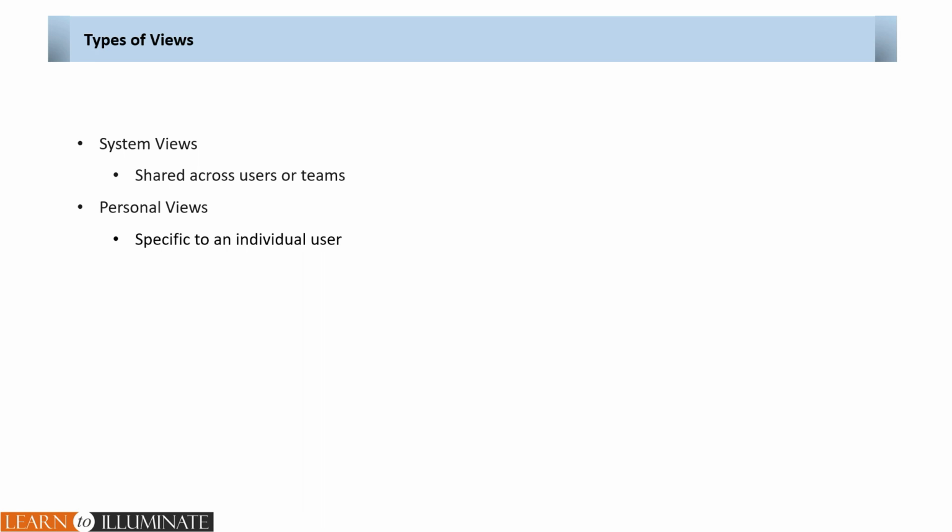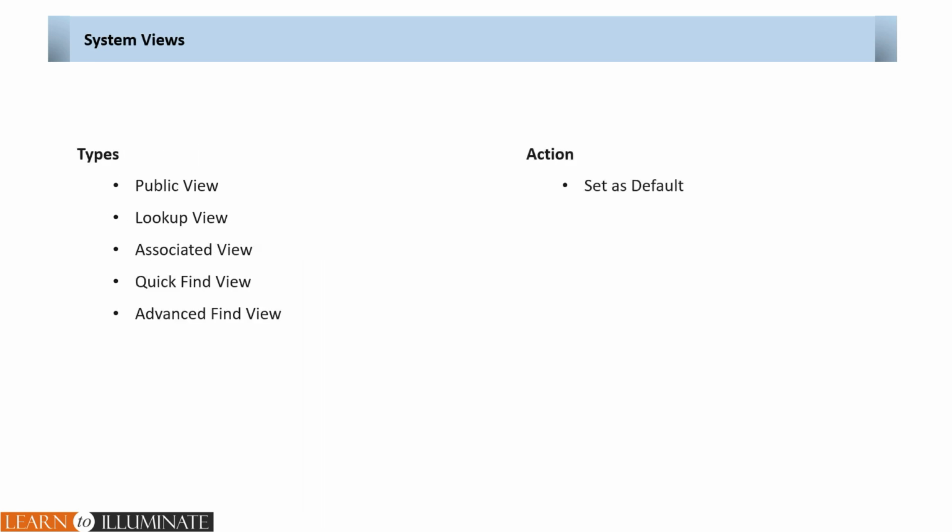Now about the system view. There are a lot of system views available: public view, lookup, associated, quick find, advanced find. Many views are available. What actions can you do here? Basically you cannot edit them, because only the system customizer or administrator can update them. The only thing you can do is make them the default view.